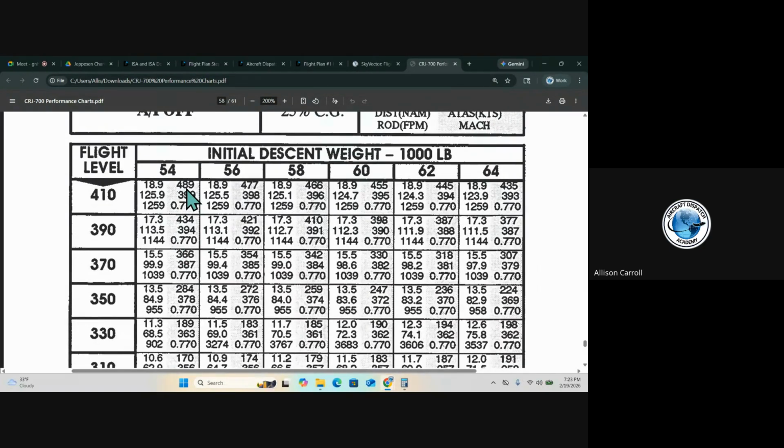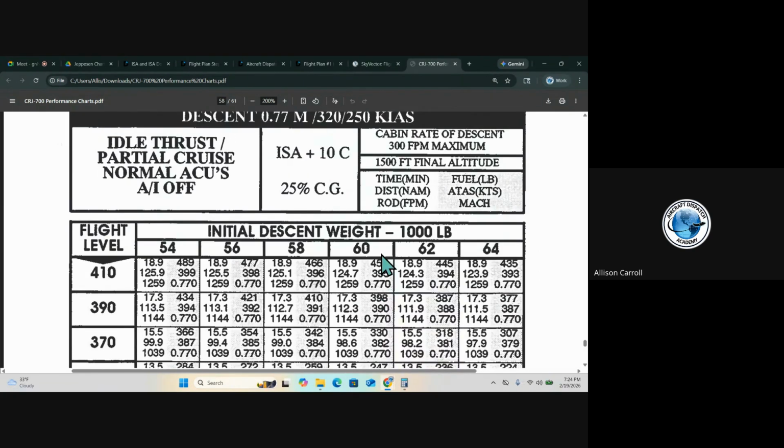The highest fuel burn that you have, going all the way up to 41,000 feet. Look at this highest fuel burn that you have. It's 489 pounds to descend. At all these other fuel numbers, you are never going to burn more than 500 pounds on descent. So that's why we just say, give yourself a 500-pound buffer, and then it will help you have a starting point for a weight at initial descent.